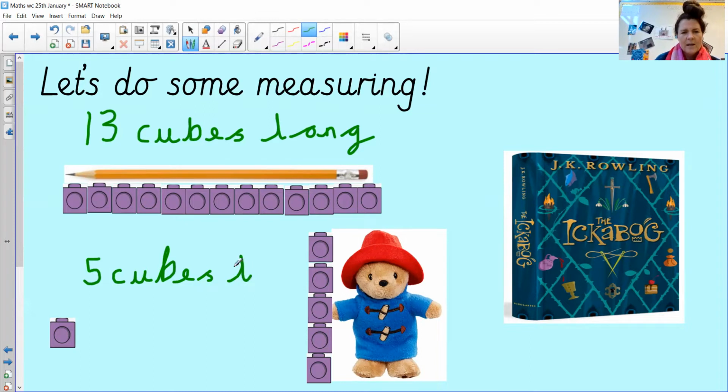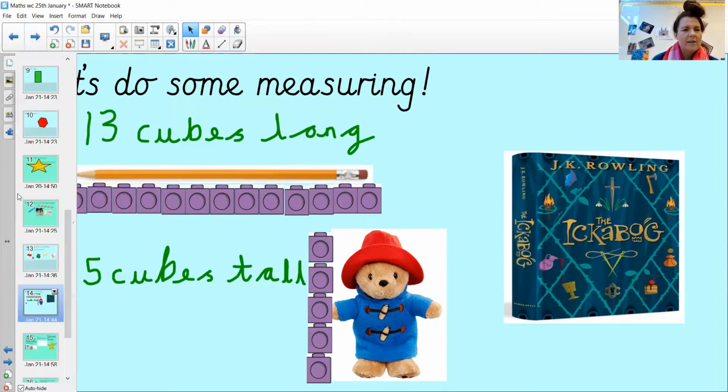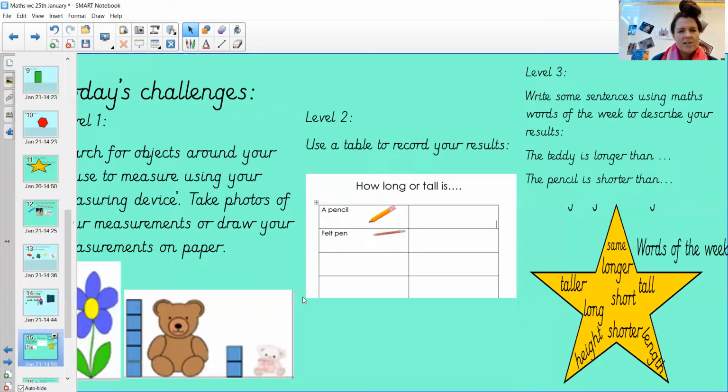Okay. So I think you get the idea that when you're measuring, when you're choosing an object, they need to be the same or similar sizes. Otherwise, it doesn't make sense. If I'd used 1 cube and then a bear, then a cube, then a bear, I wouldn't know how many cubes long my object was. It's really important to use the same object over and over again. Okay, here we go. Let's move on to today's challenges.